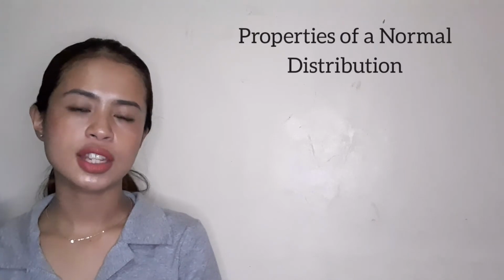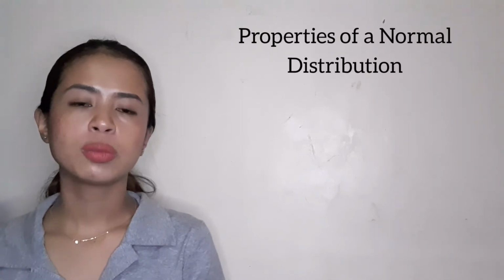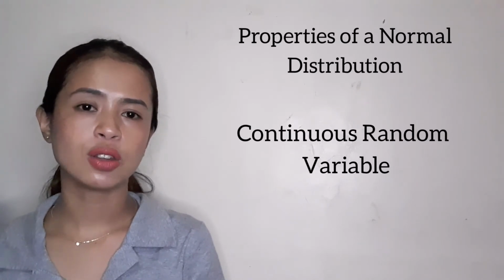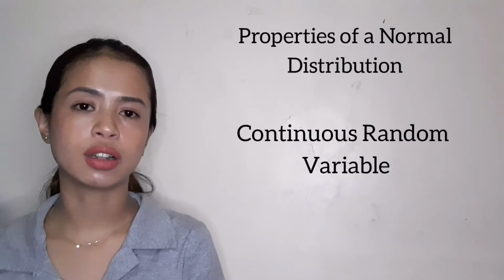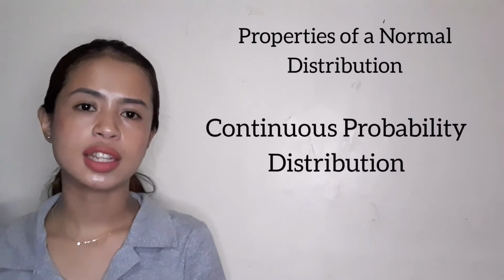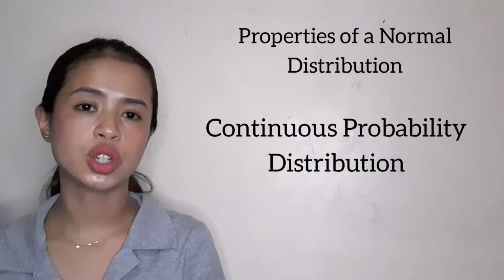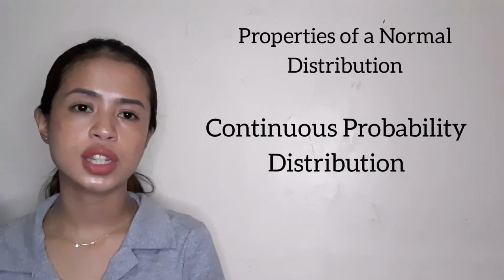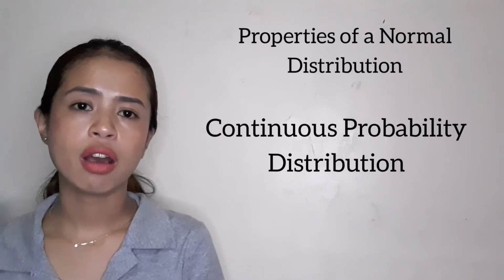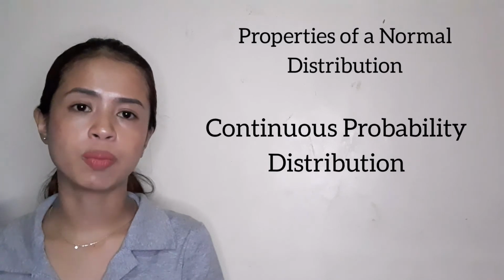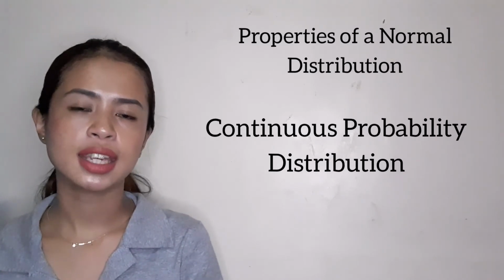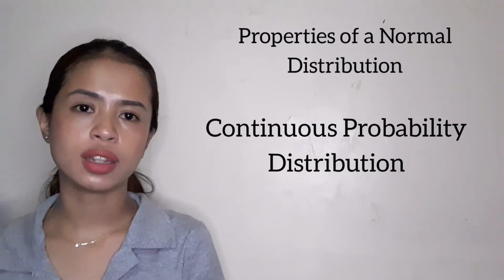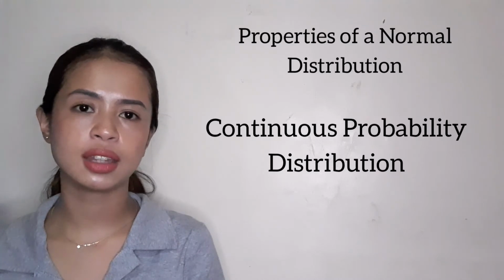So there are properties of a normal distribution. Normal distribution is a continuous random variable that has a uniform distribution on the interval. Also, normal distribution is a continuous probability distribution in which the random variable x can take on any continuous value, because there are infinite values that x could assume. The probability of x taking on any one specific value is 0. The normal distribution is one example of a continuous probability distribution.